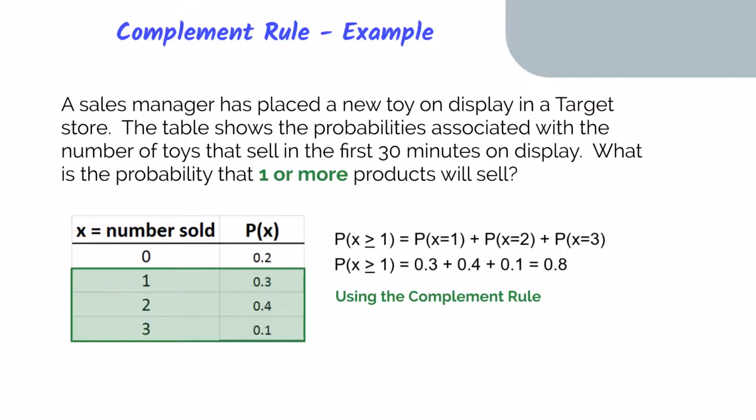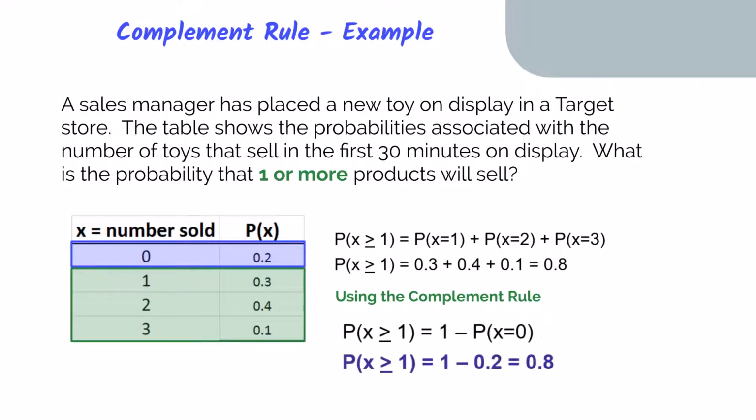Using the complement rule though, we could find the same answer in a faster way. We could look at the complement of what we're interested in. In this case, the complement of 1 or more is 0. So what we could do is take 1 minus our complement probability. The probability of 0 items being sold is 0.2, so 1 minus 0.2 equals 0.8. And we get the same answer as before.